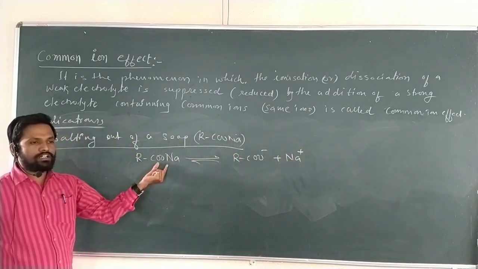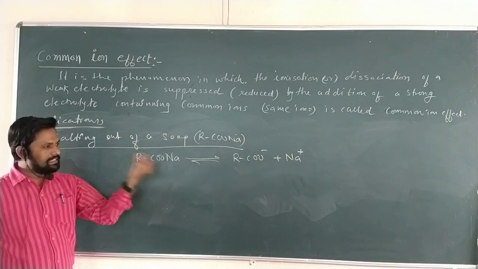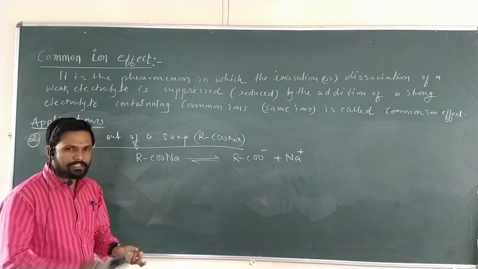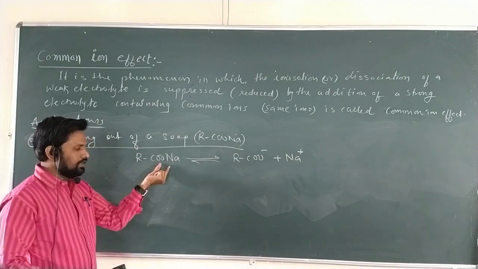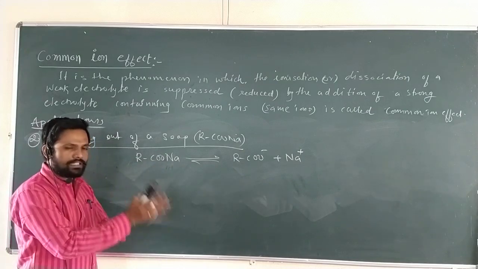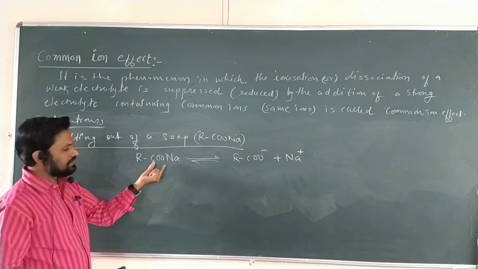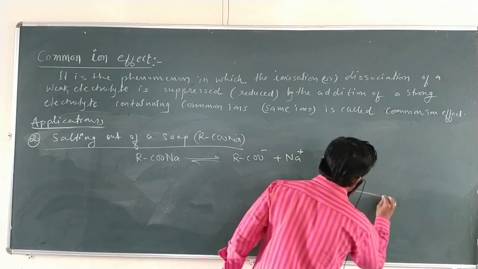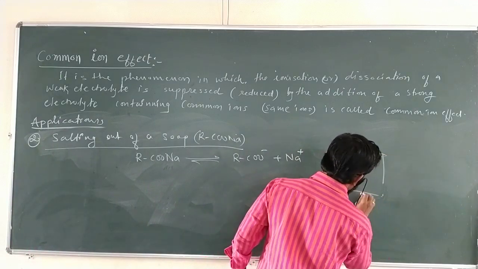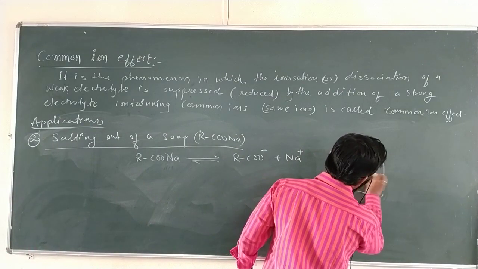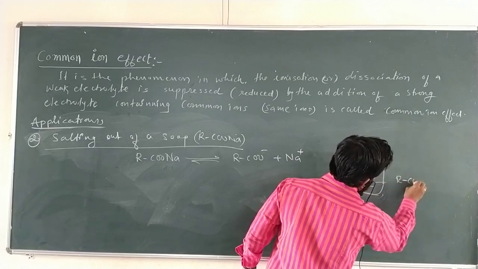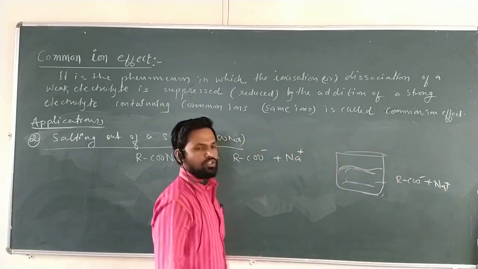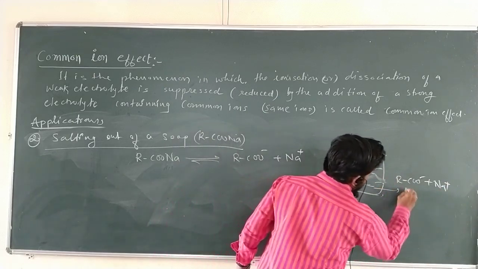How can this be precipitated out? How can this be salted out? As in the previous example, this RCOONa has to be precipitated in the solid form. Because it is a salt, it is soluble in the solution. So what we have to do is make a saturated solution of RCOONa, that is RCOO negative plus Na plus, a salt solution.